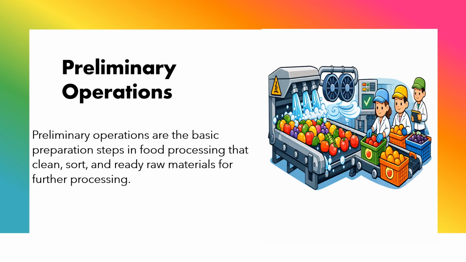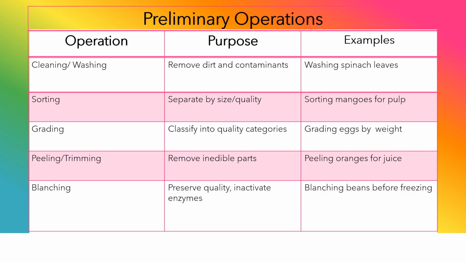Preliminary operations are the first preparation steps done before the main processing. They make raw material clean, safe and ready. For example, we have cleaning, washing, peeling, trimming, etc. So under preliminary operations, we have these categories. First one is cleaning, that means removing dirt and contaminants, for example, washing spinach leaves.